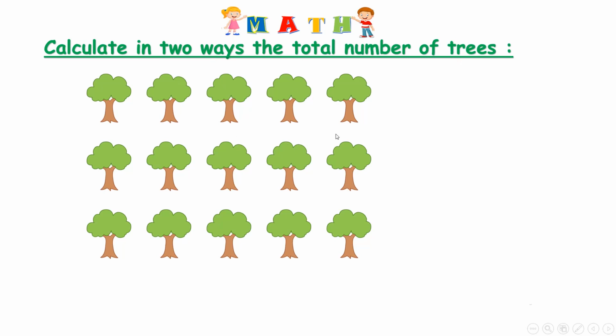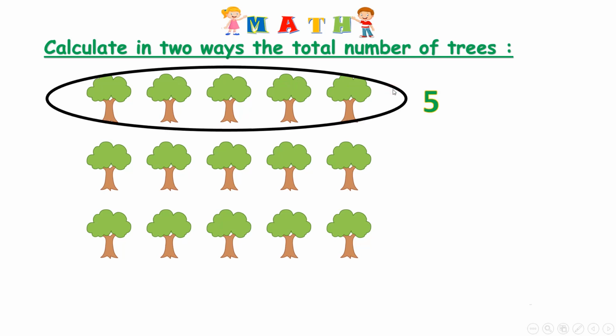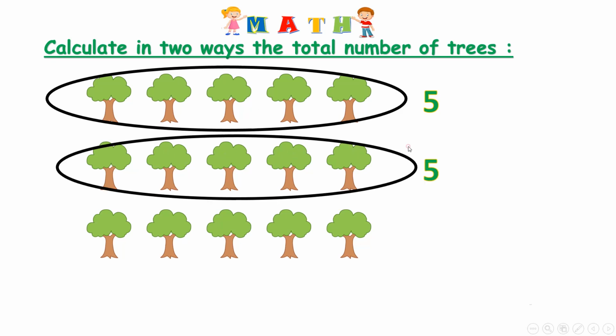I should count all the trees, or I should find a way to calculate the total number of trees. So I will try to count them by rows. In the first row I have 1, 2, 3, 4, 5. I will make a group of 5. Great. And then the next row I have 1, 2, 3, 4, 5. I have also 5. And the last row I have also 1, 2, 3, 4, 5.